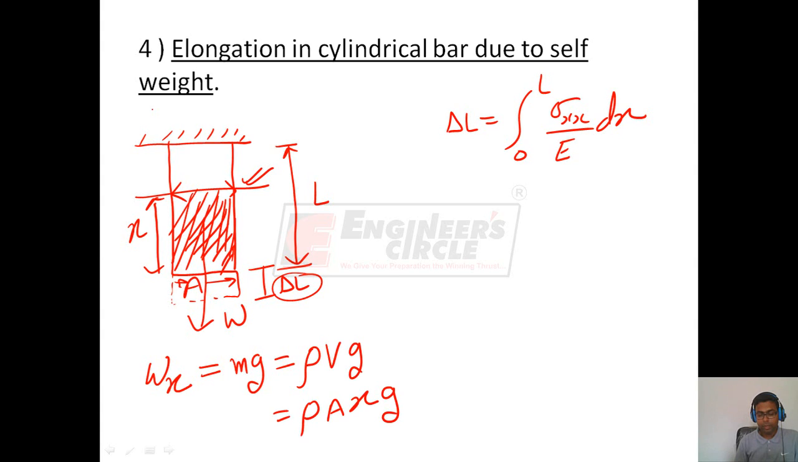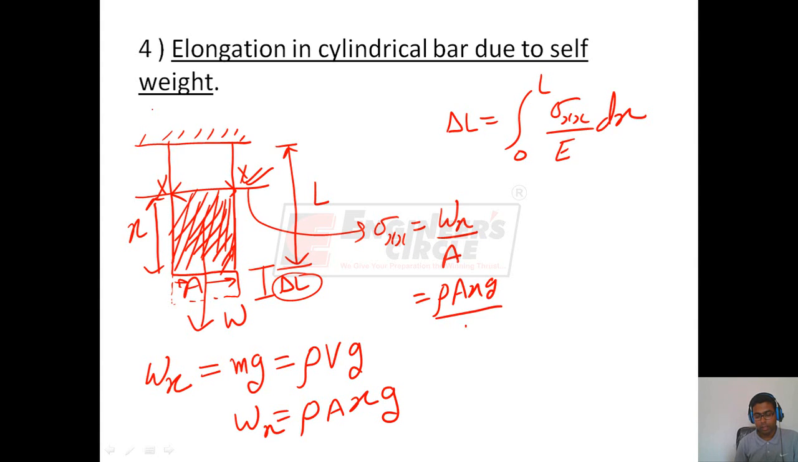Therefore, we can write the stress on this cross section as sigma xx is equal to the internal force, which will be equal to the load on this cross section xx. The load that will be acting on this cross section will be the weight Wx. So we write the stress as Wx by the area of cross section, which gives us rho A x g by A. Cancelling area, we get rho g x.